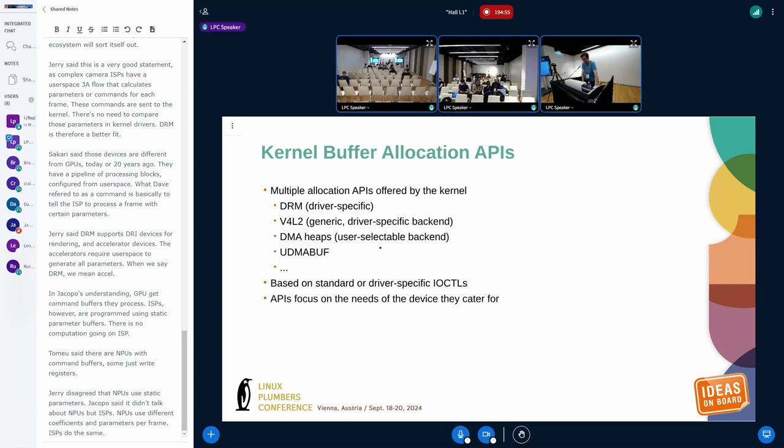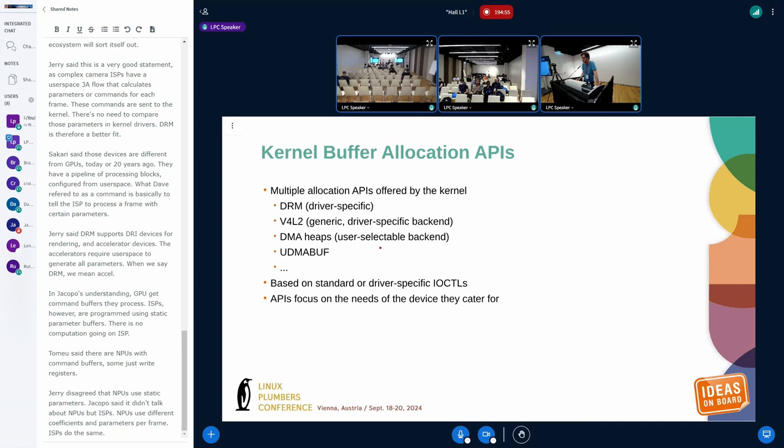And those multiple APIs are based on standard IOCTLs, device-specific IOCTLs. In the latter case, it's more complicated, obviously, to use from generic applications. And they also focus specifically on the needs of the device they cater for. So Video for Linux, which will allocate a buffer for a camera, will not take into account GPU tiling. We have nothing in the API that would take that into account.